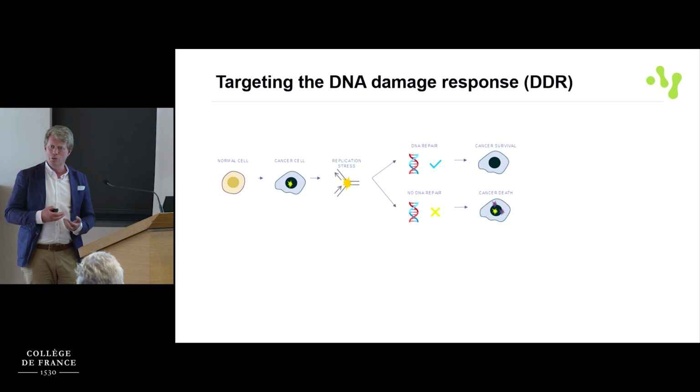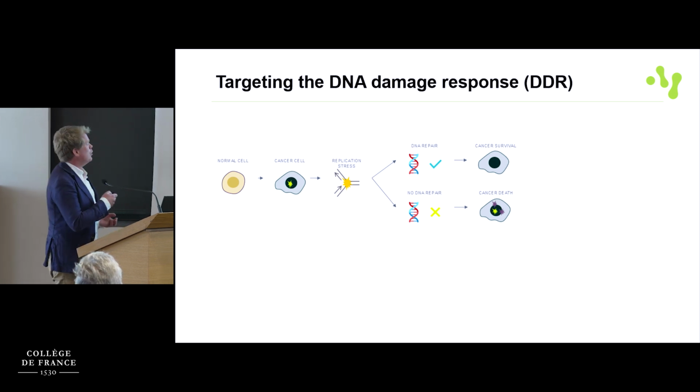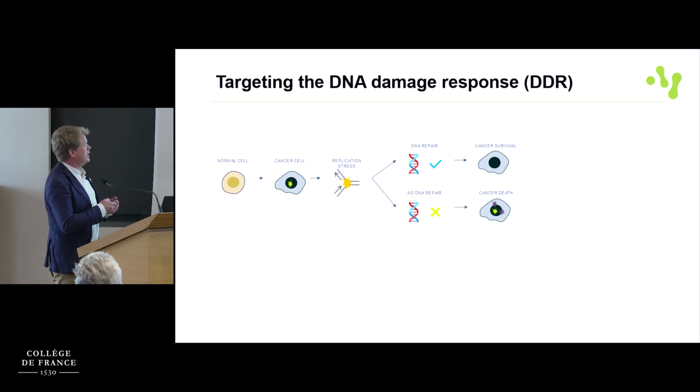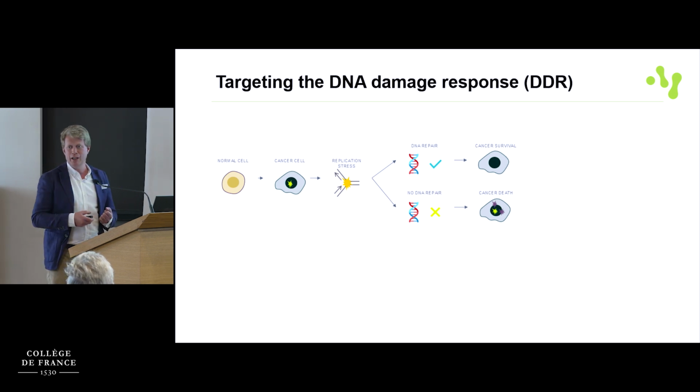So what we can do, and what we have done for a long time, is to overload the cells with DNA damage. That will cause a lot of DNA damage, and most cells will go down and have no repair, and you will also kill the cancer cells. And this is what we do with chemotherapy.